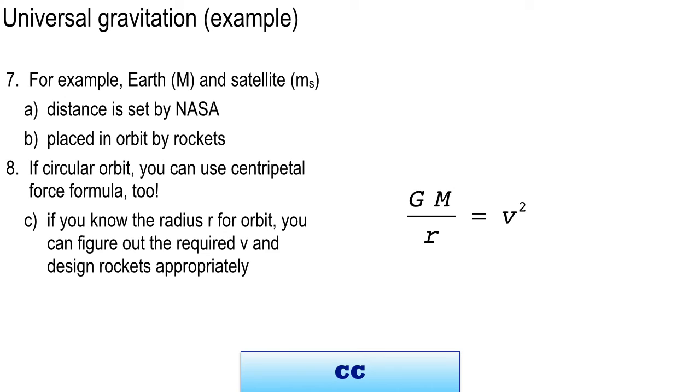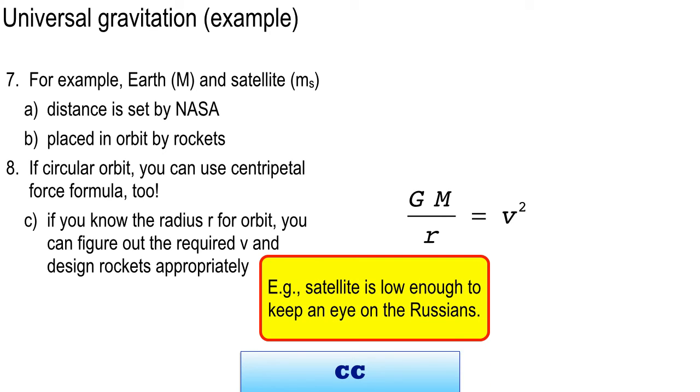Now, you may think to yourself, Dr. B, when does NASA ever care about that? Well, I'll tell you, they care about it if they're trying to build a satellite that orbits low enough to keep an eye on the Russians. We don't only want to read their license plates, we want to read their credit cards. We want to read the serial number on their iClicker. Keep an eye on those buzzards over there in Russia. They're always up to something.